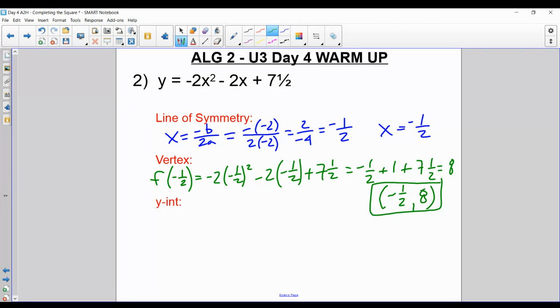And again, my y-intercept is when we plug in 0 for x, and this goes away, we're left with 7 1/2.